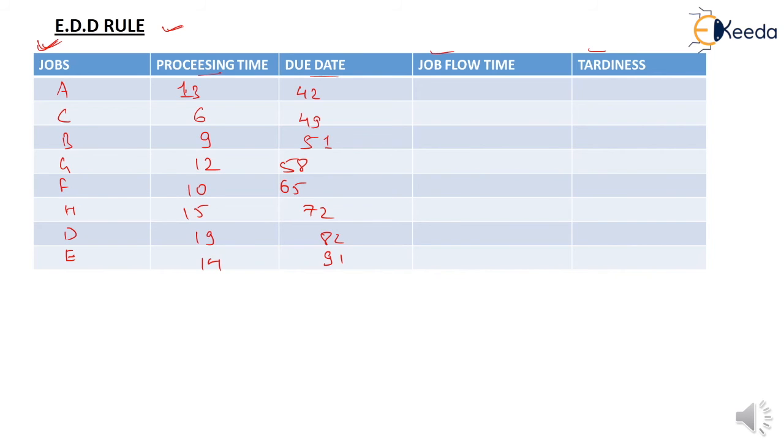Okay, first of all calculate the job flow time. In the previous session we discussed the job flow time is nothing but the time from some starting point until the particular job is completed. So here at 0 minute the job A is inserted, and the processing time is 13. So after 13 minutes the job A is completed, so job flow time for A is 13. After 13 minutes our machine is free, then insert the C job, and the processing time of C is 6. So 13 plus 6 is 19, the job flow time of C.